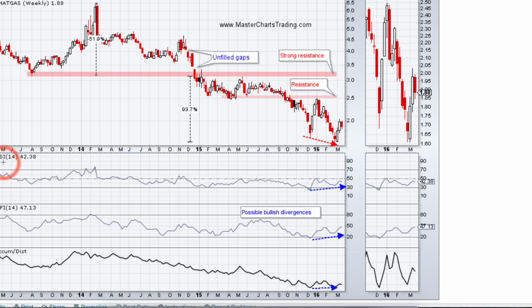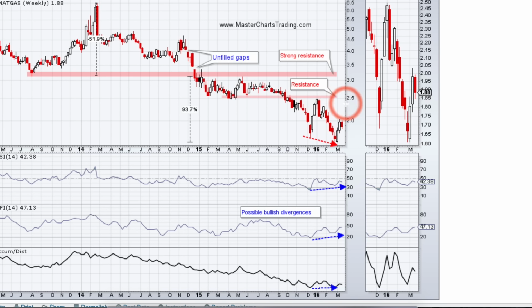Now down below here we have 3 of the indicators. 2 of them are volume based, and 1 of them, RSI, is momentum based. So you can see that we have divergences on all 3 of them. You can see that the price made a lower low, but the indicators did not. They actually did the opposite. They made a higher low. This is a bullish divergence, and again, we could see a potential retest of around the $2.50 resistance in this area.